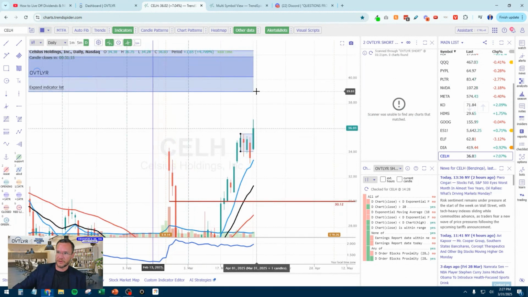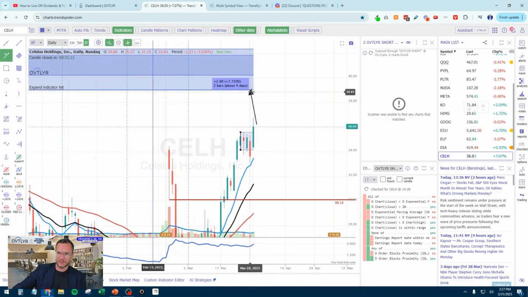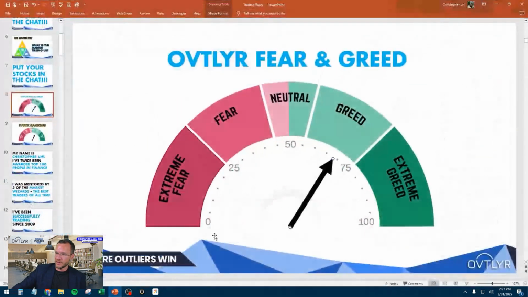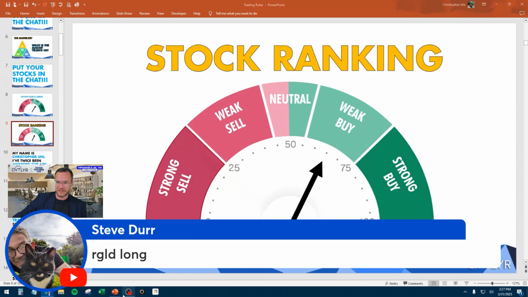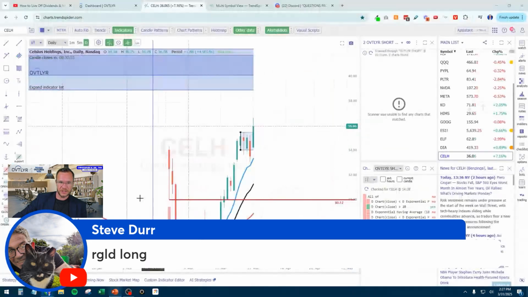We do have an order block up here around 39. You still got 10% or so, 7%, give or take, to get up to that point right there. I would give this one a weak buy as well. Like I say, no one's getting a strong buy, but Celsius looks pretty darn good. Steve wants to look at RGLD.